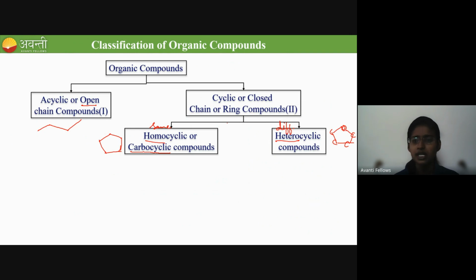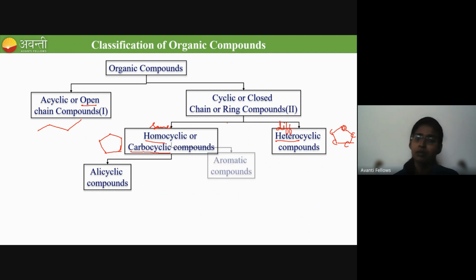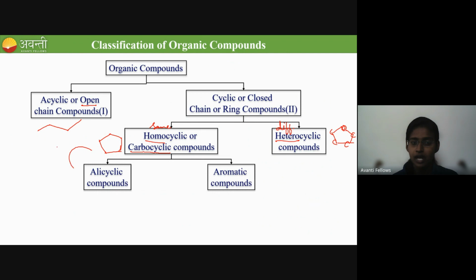So homocyclic is again classified into two. One is alicyclic compounds and the other is aromatic compounds. This is an example of alicyclic. This is an example of alicyclic, or I can write like this. It is also an example of alicyclic. But aromatic compounds have some criteria, right?